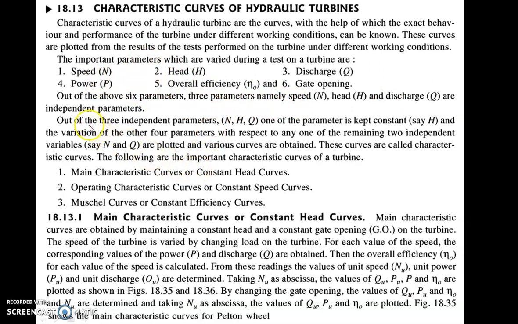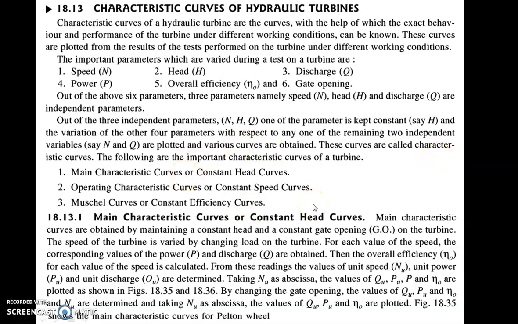Out of these 3 independent parameters, N, H, Q, one of the parameters is kept constant. Suppose head is kept constant, and the variation of the other 4 parameters with respect to either of the remaining 2 independent parameters, say N or Q, is plotted. So you can plot power versus speed, or efficiency versus speed, and various curves are obtained. These curves are called characteristic curves.